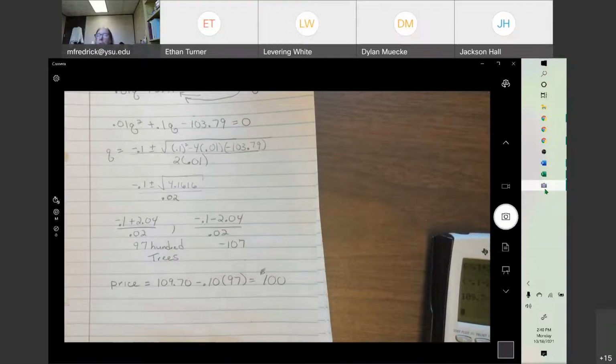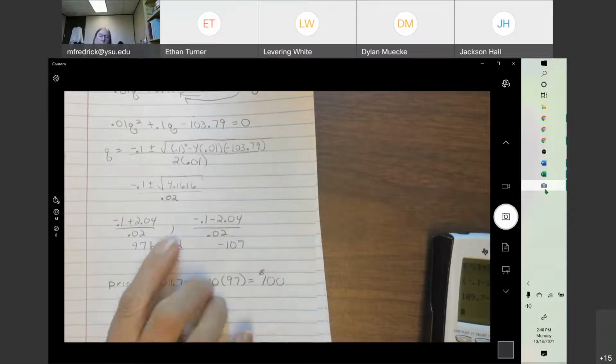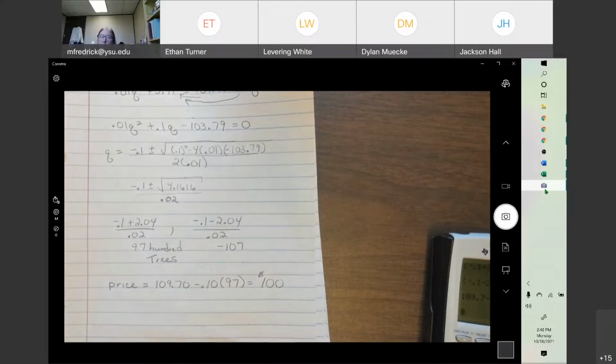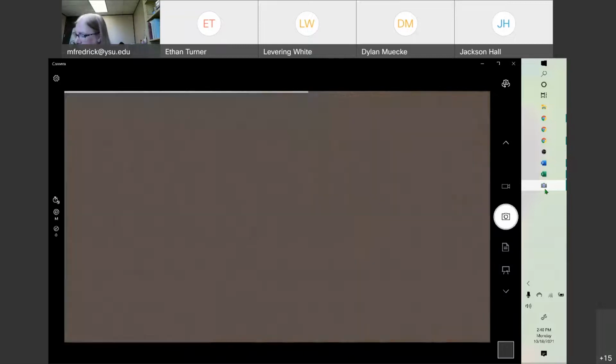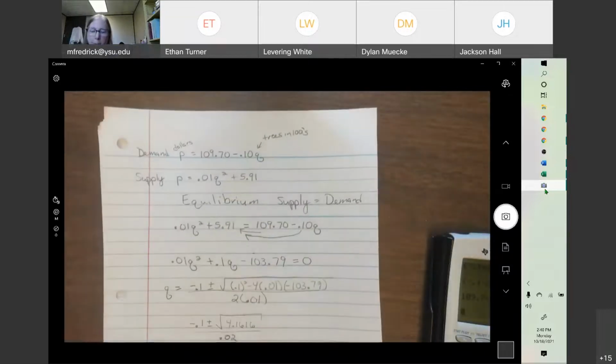An equilibrium is where what you're selling and what you're producing are the same. So this is the amount you need to sell them for, and you'll sell all of them, all 9,700. If you go too high, then you won't sell enough. If you go too low, then you won't have enough for the demand. Any questions on that? Positive.